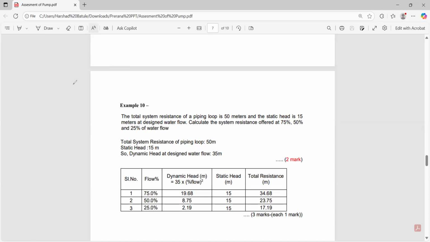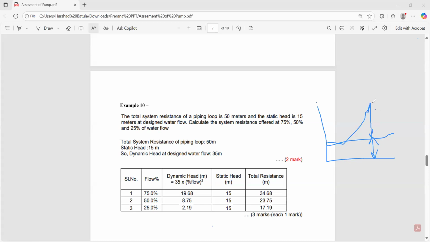So understand, during our chapter, we have seen that your system is like this. Got it? Okay, that's the graph. Ignore the drawing part of the graph, sir, because I'm not used to this particular mouse and the cursor. No problem. This is your static head, means your height difference, and this is your dynamic head.